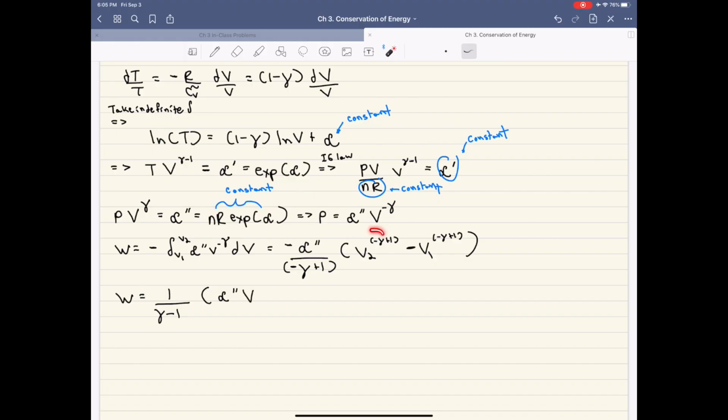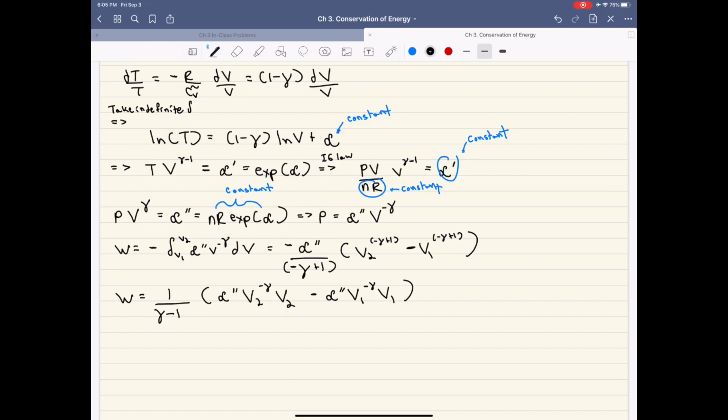And here, for the volumes, I have V2 raised to the negative gamma plus 1. I'm going to split this up into V2 to the minus gamma times V2. These are equivalent statements, because that plus 1 there in the exponent is just saying that this is multiplied by another V2. That's all that is. Okay, so I did that for the V2 term. I could do the same thing for V1.